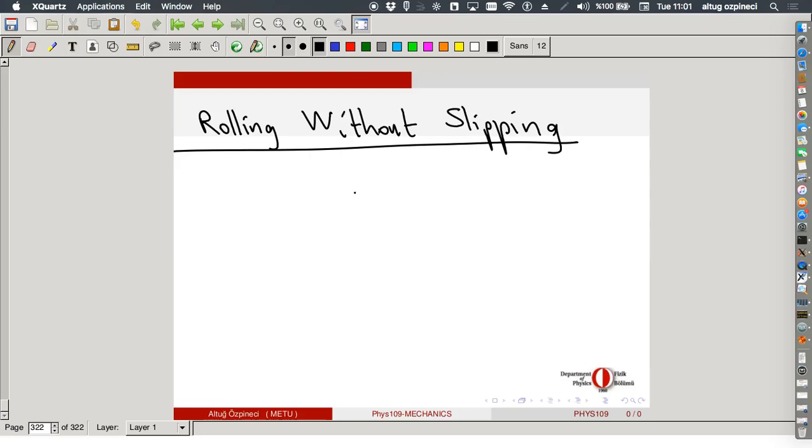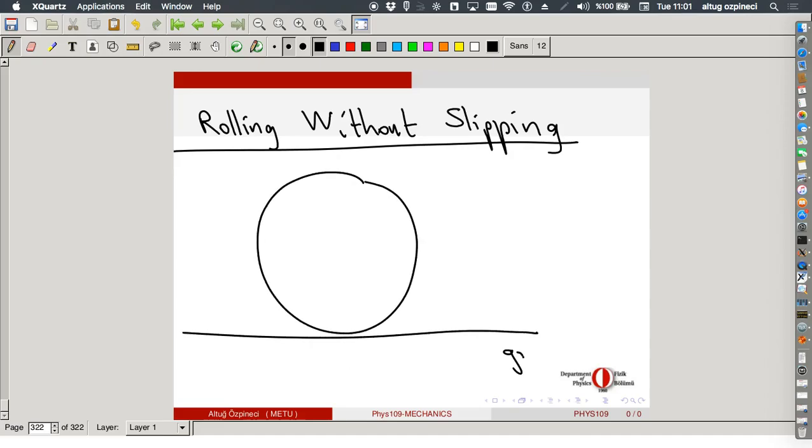Now, in this rolling without slipping, this is the wheel, this is the ground. The angular velocity is initially in this sense. So is it rotating clockwise or counterclockwise? It is rotating counterclockwise. Now, let's first go to the reference frame in which the axis is fixed. Now, what is the velocity of the bottom point in the reference frame that the axis is fixed?